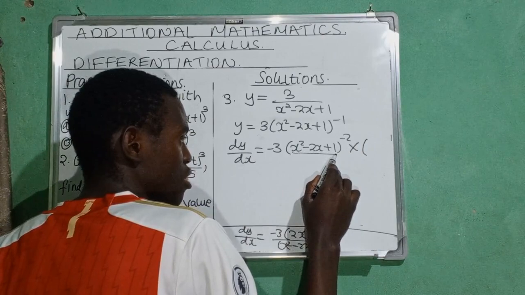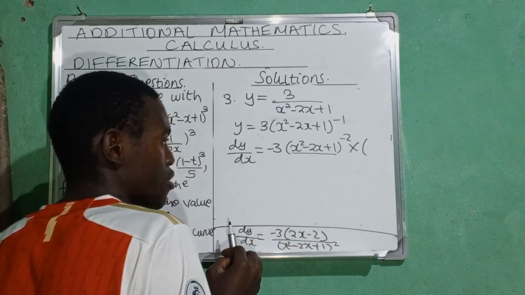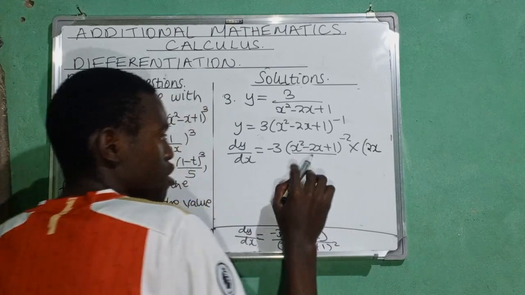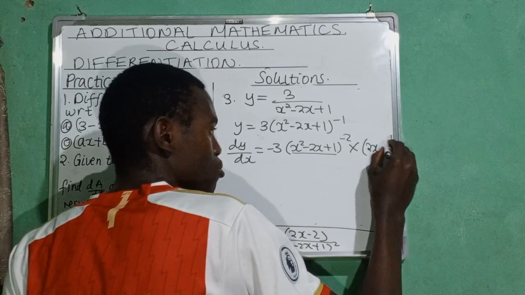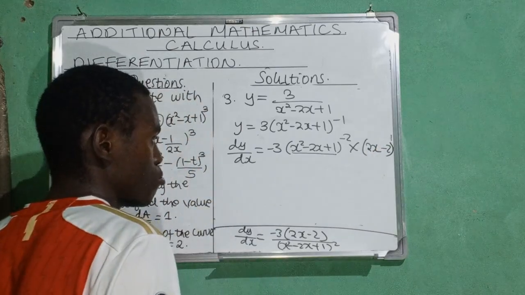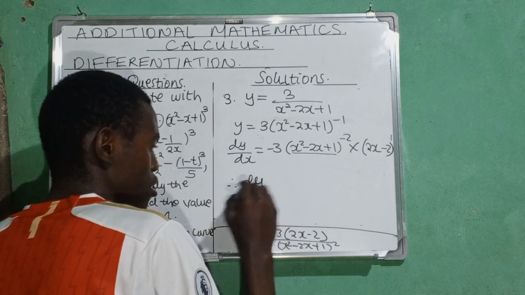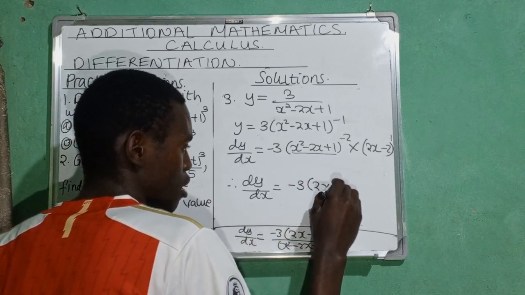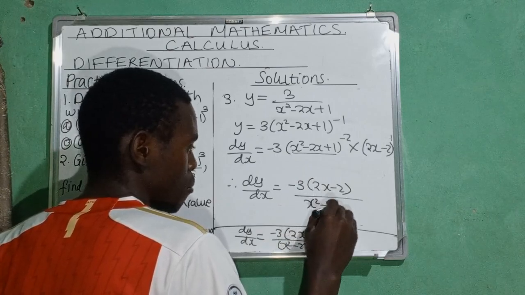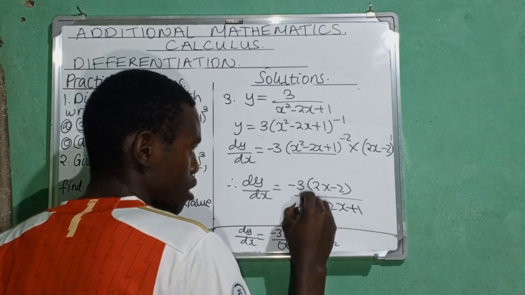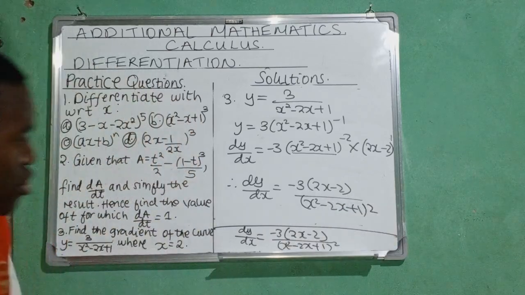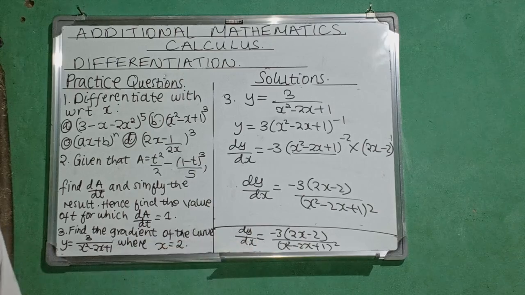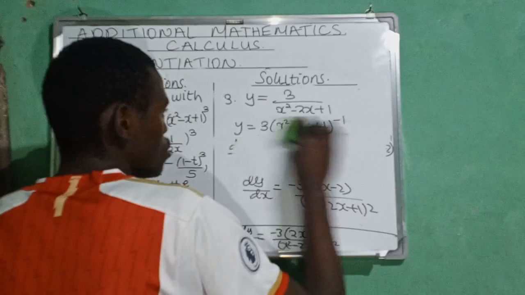The core is this expression inside the brackets or the parentheses. So the derivative of x squared is going to be 2x. The derivative of minus 2x is just going to be minus 2. So 2x minus 2. Therefore your dy dx is going to be equal to minus 3 multiplied by 2x minus 2, divided by x squared minus 2x plus 1 raised to the power positive 2. So this answer for your dy dx is the same as the answer that we found using the chain rule.